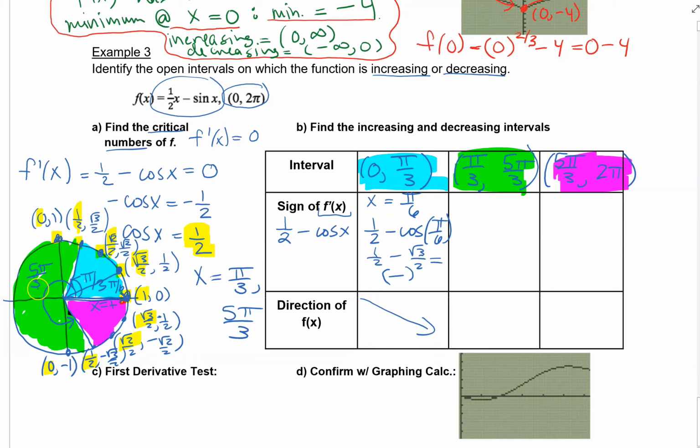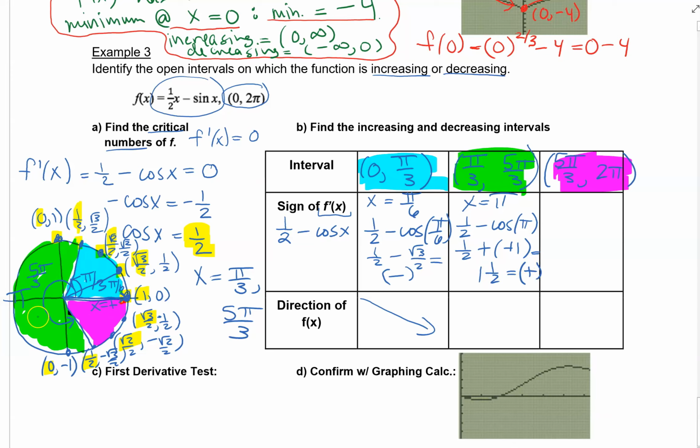In the second interval, I can pick any angle in this whole entire green area. So I'll just pick an easy one. I'll pick pi. And then I'll do 1/2 minus cosine of pi. Now see, cosine of pi is negative. It's -1. So I'm definitely going to get a positive because I'm subtracting a negative. I get 1.5. That's positive.